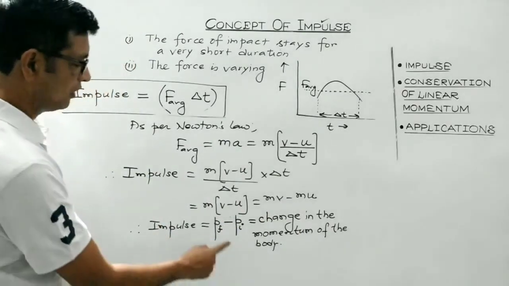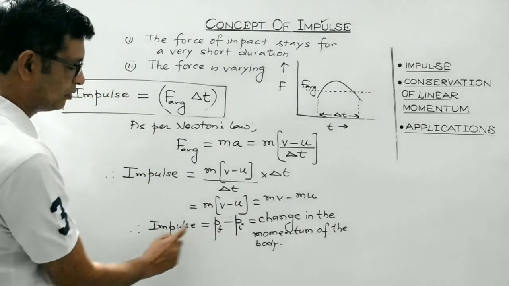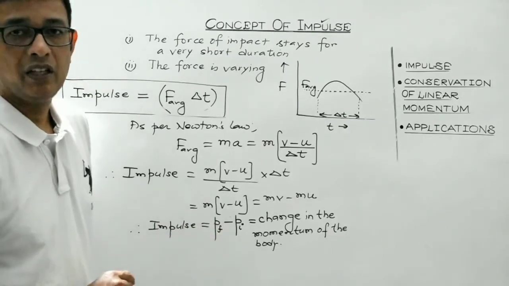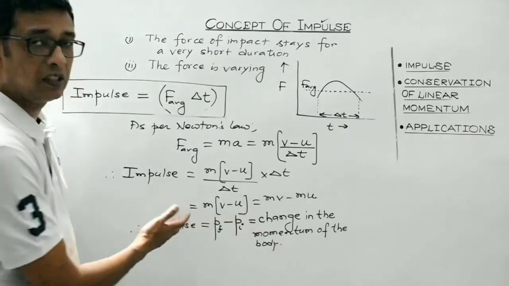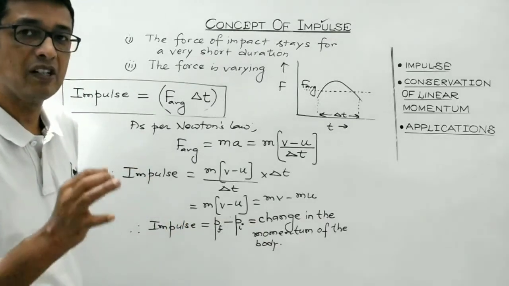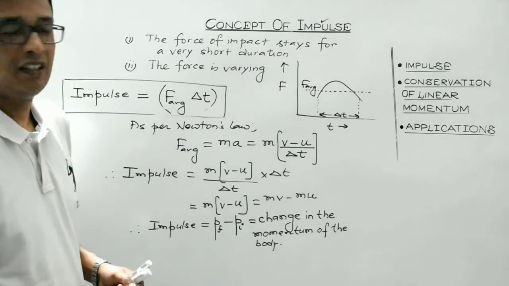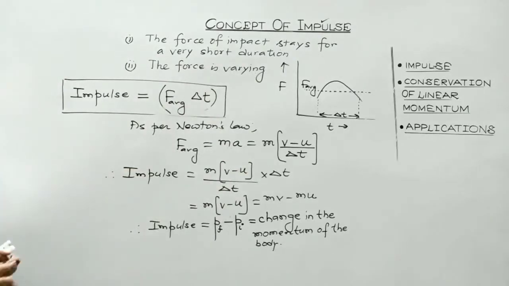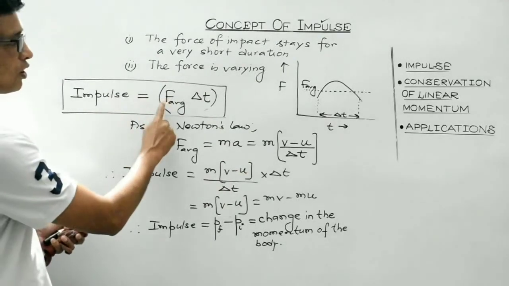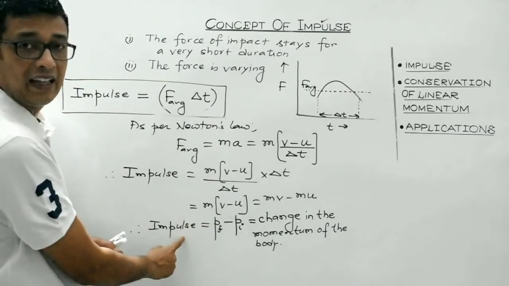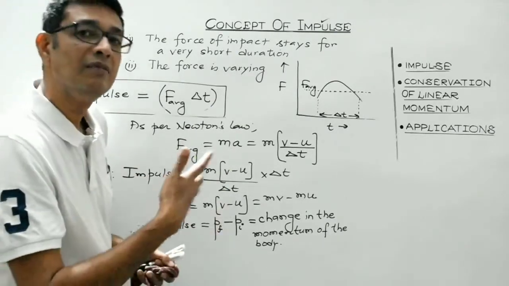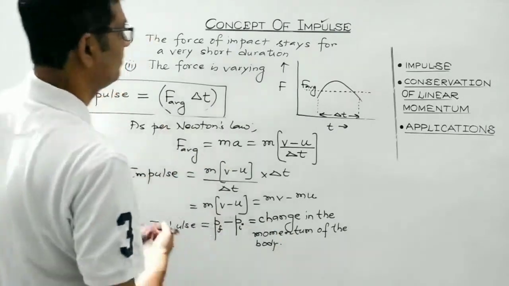So it is but obvious that the unit of momentum and the unit of impulse are the same. Unit of momentum is also kg meter per second. Unit of impulse is also kg meter per second. Right? So this is how impulse can be defined, either as the product of F average and the small duration of time, or as the change in the momentum of the body. Right?